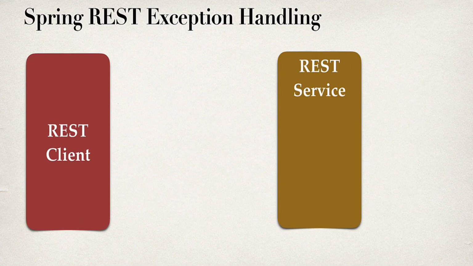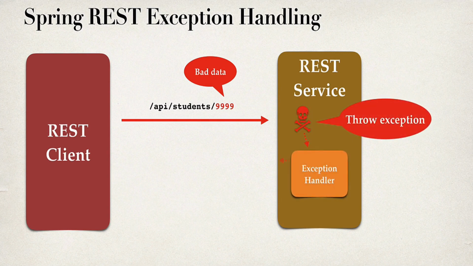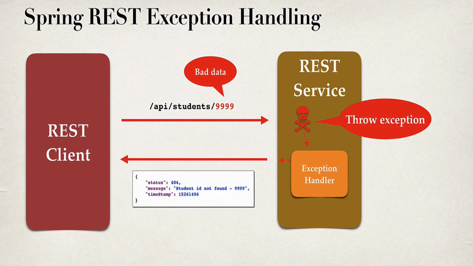Alrighty, so let's look at the big picture here. So we have this REST client and the REST service. We make a call for API students 999. That's the bad data. It makes it into our REST service, throws an exception, and then we'd like to actually handle that exception. And then instead of that ugly HTML page, we'll send back the exception error message as JSON.